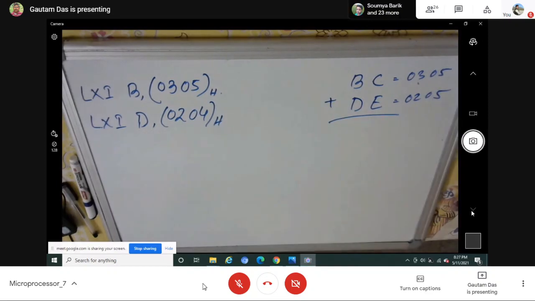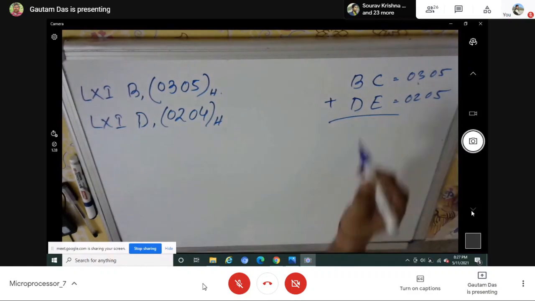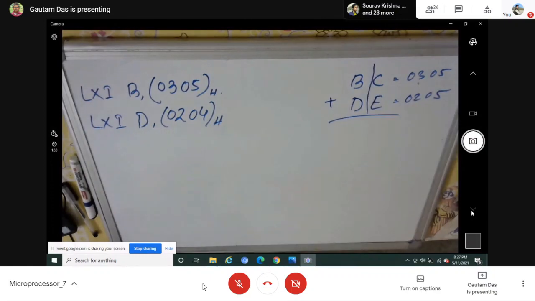As my processor can perform 8-bit addition, we thought that we will divide this into 8-bit data, lower order 8-bit and higher order 8-bit. We separately add the lower order 8-bit and store the result somewhere, then add the higher order 8-bit and store the result somewhere.